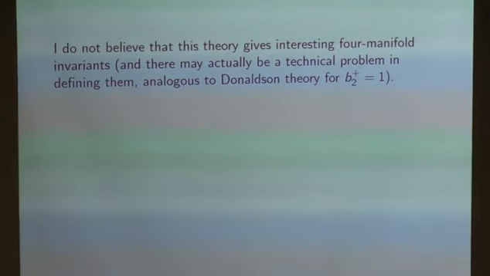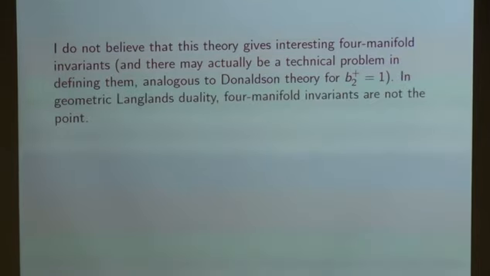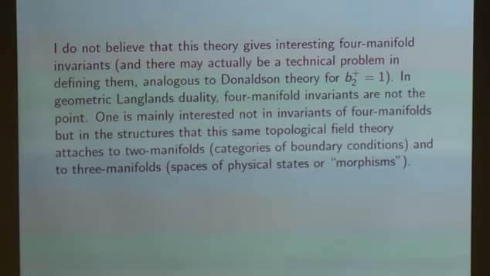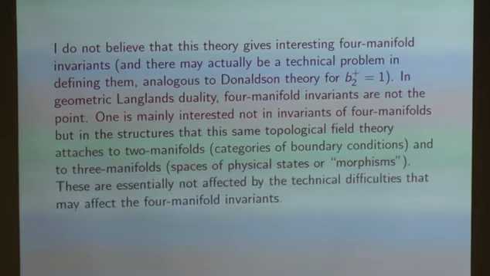Now, I don't believe that this four-dimensional theory gives interesting four-manifold invariants. And there may be a technical problem in defining them, analogous to Donaldson theory where b2 plus is 1. But in any event, in geometric Langlands duality, four-manifold invariants are not the goal. Instead, one's interested in the structures that the same topological field theory attaches to two manifolds, namely categories of boundary conditions, and three manifolds, spaces of physical states or morphisms. And these are not affected by the technical difficulties that may affect the four-manifold invariants.